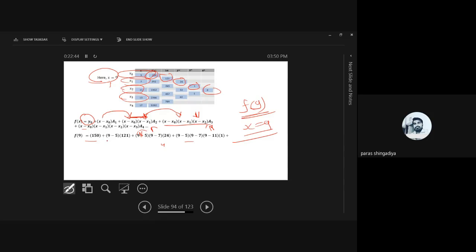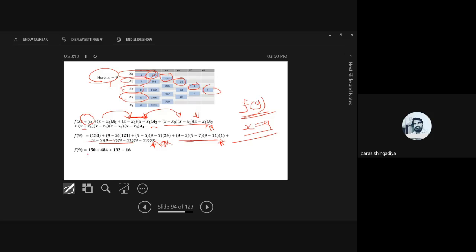So 150, 9 minus 5, 121. Then 9 minus 5, 9 minus 7 into a2. Then 9 minus 5, 9 minus 7, 9 minus 11 into a3, that is 1. And the last term is 9 minus 5, 9 minus 7, 9 minus 11, 9 minus 13 into 0. The answer of the last term will be 0, because it is a product of 4 values with 0.